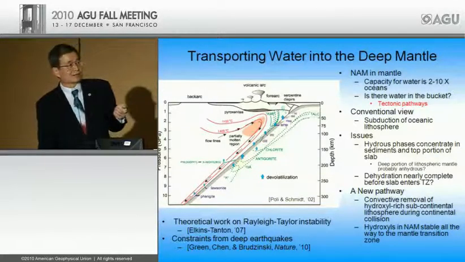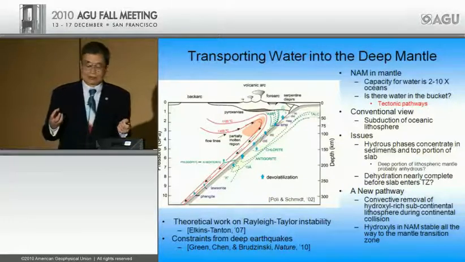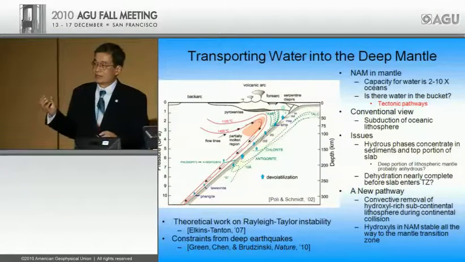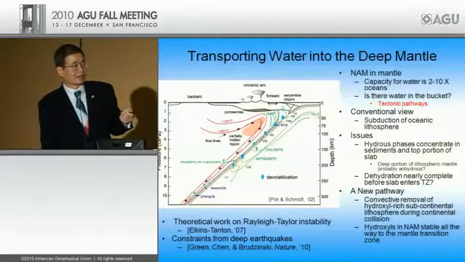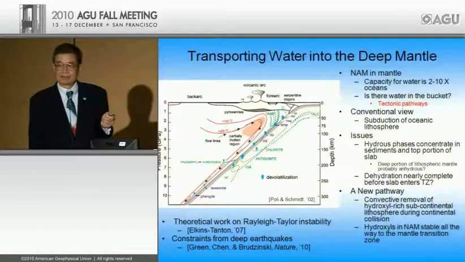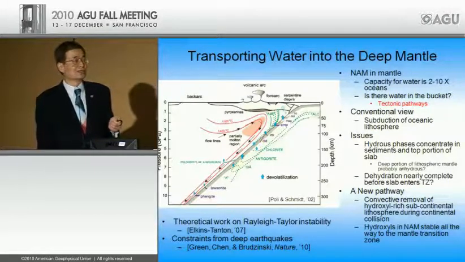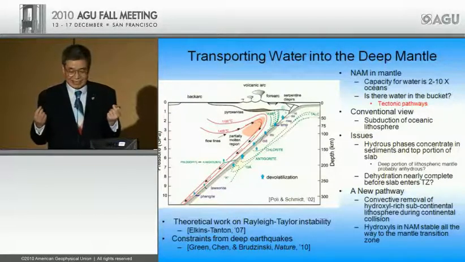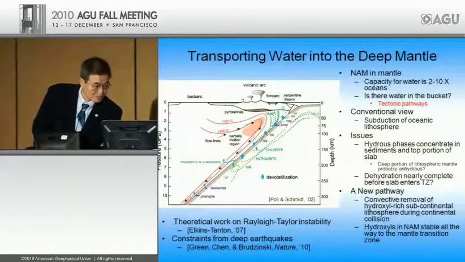Now, it turns out there's sort of theoretical support of this idea. Elkins-Tanton actually invoked the same idea to study the early history of the Earth. And recently, Harry Green, Mike Brzezinski, and I published a paper together arguing that, based on the distribution of deep-focus earthquakes, dehydration cannot account for these observations, and therefore the slab probably is not a very effective way of bringing water into the deep mantle.